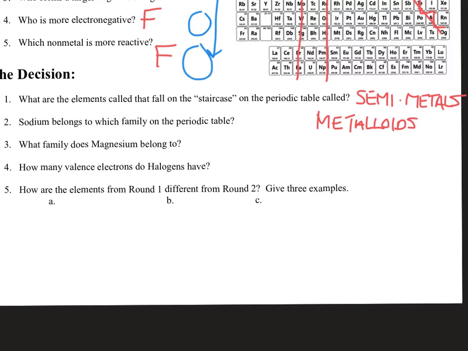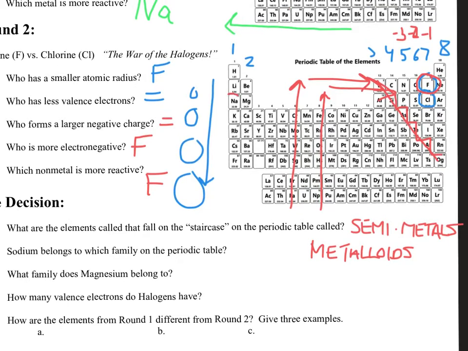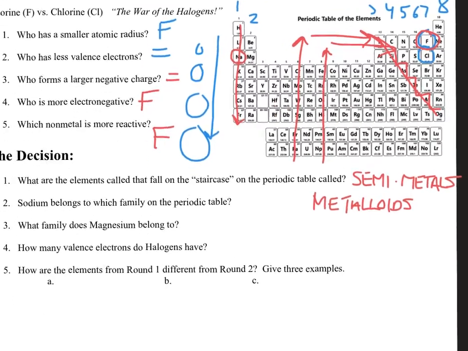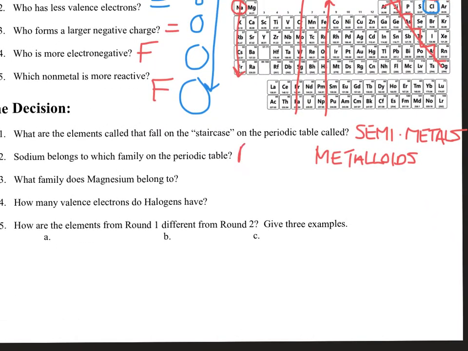Let's go to question number 2. Sodium belongs to which family on the periodic table? Let's scroll down. Sodium is right here. It's in the very first family, the very first group on the periodic table. What is the name of the family in group 1? It's going to be the alkali metals. Now you should think back. There's a bunch of different family names you were asked to know. Make sure you know alkali metals, alkaline earth metals, transition metals, noble gases, and halogens.